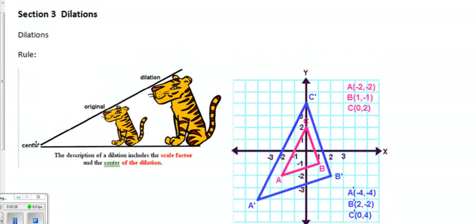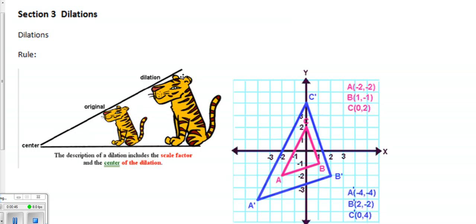So this is kind of what a dilation might look like, or what it might mean. If we have the center here and the original one, well, everything is just getting a little bit bigger proportionally as it becomes the new dilation. Now it can also get smaller. We could put another one right here in this smaller space. That would be a dilation getting smaller.